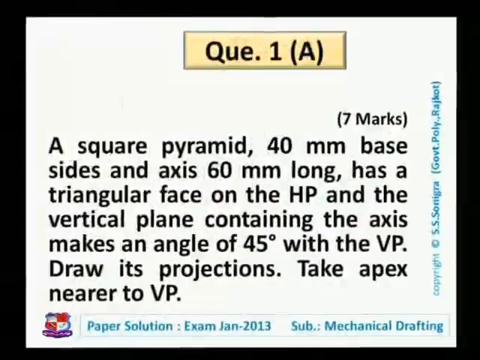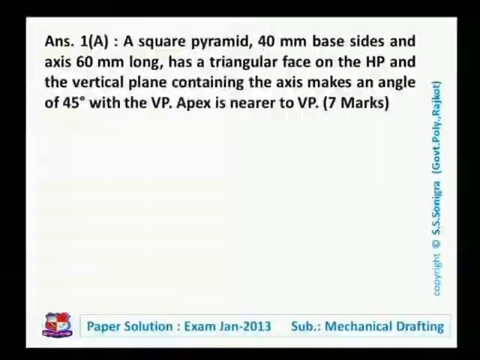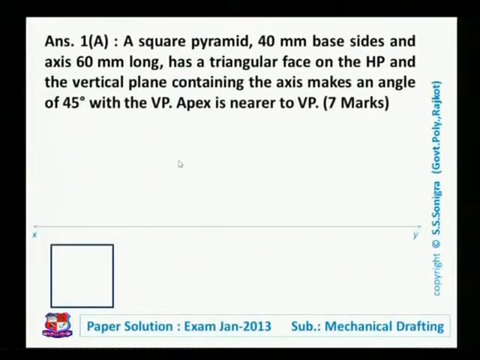We'll start by drawing the XY line as shown over here. First draw an XY line like this, which represents the intersection of HP and VP. Then draw a square. The dimension given to us is 40 millimeters, so the side is 40 mm. Draw a square. Insert the dimension. It's a square of 40 mm. SQ40 means it's a square.